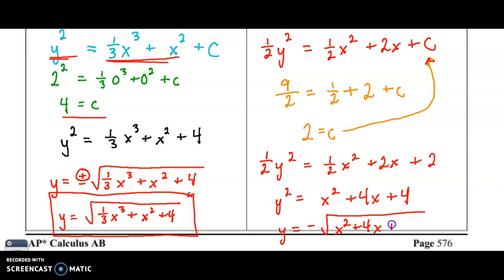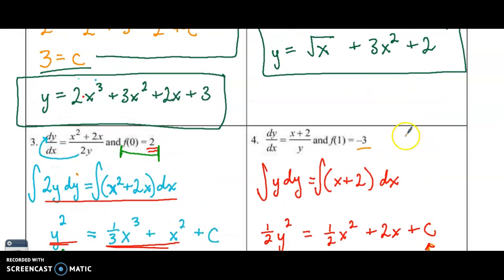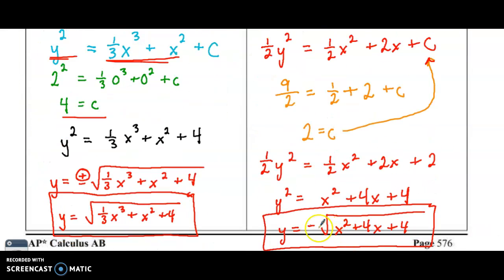And then when you square root that, why am I writing negative square root of x squared plus 4x plus 4? Well, if you go back to the initial condition, we only got a negative value for y. So if we don't have that negative, we'll get the wrong answer.